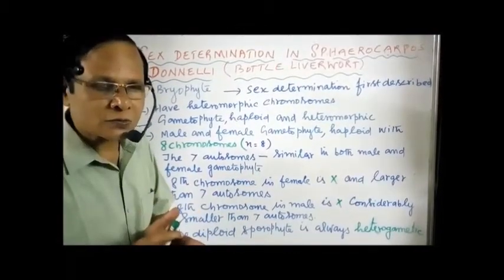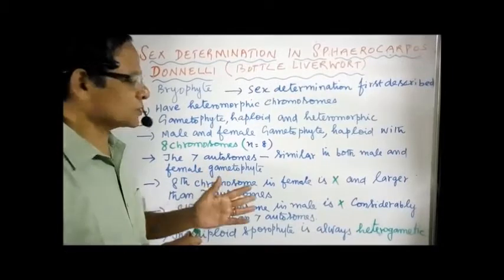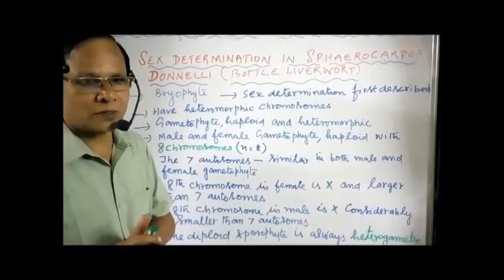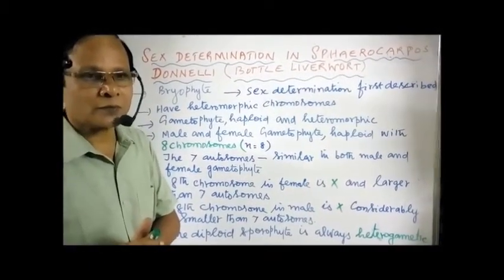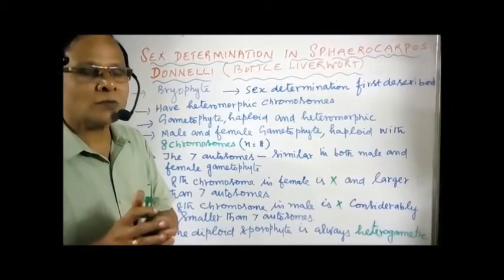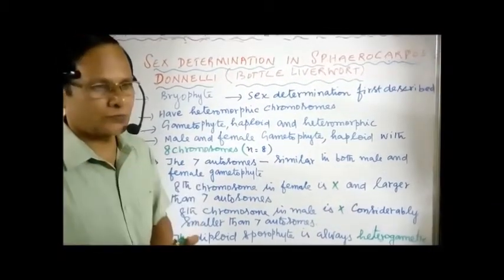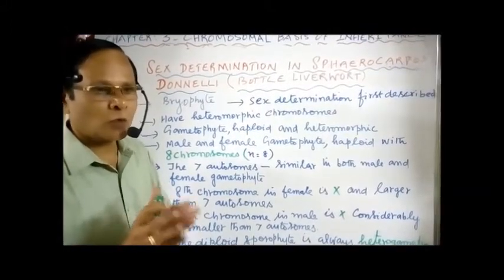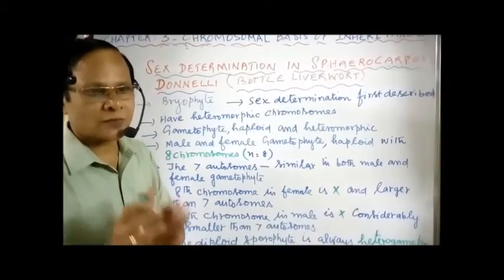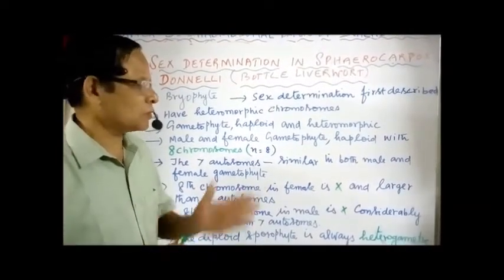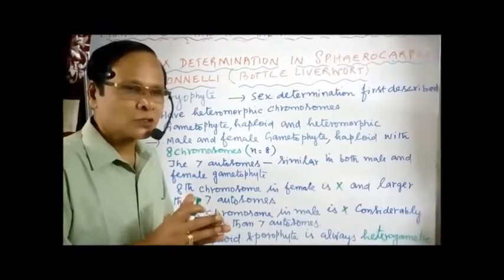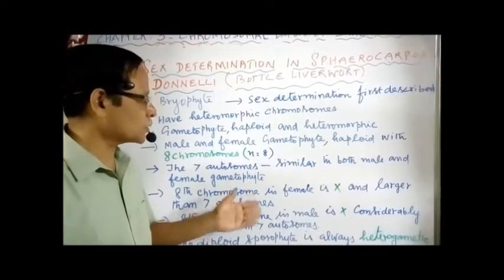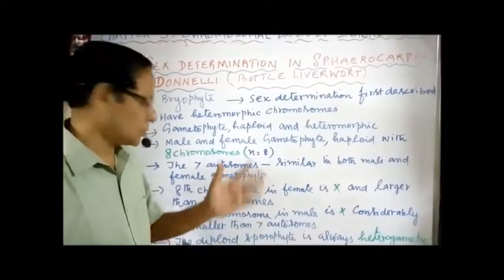The 7 chromosomes are called autosomes. The 8th chromosome in the female gametophyte is called the X chromosome, which is normally larger than the 7 autosomes. In the case of the male, we have 7 autosomes and 1 Y chromosome. The Y chromosome is considerably smaller than the autosomes, while the X chromosome is larger.